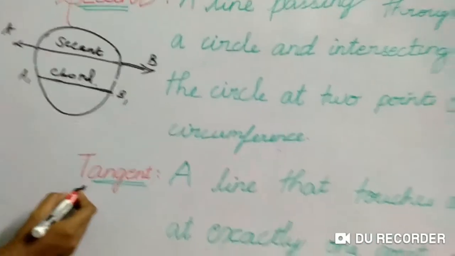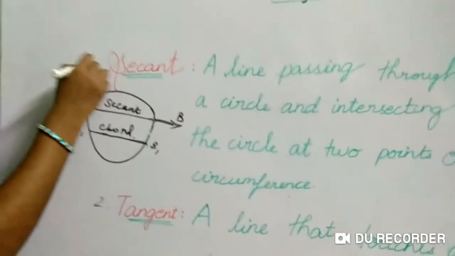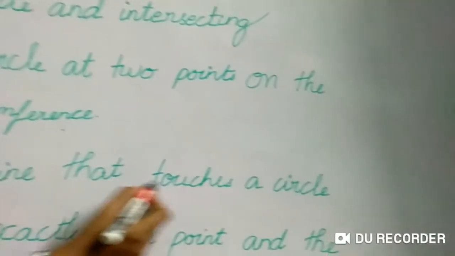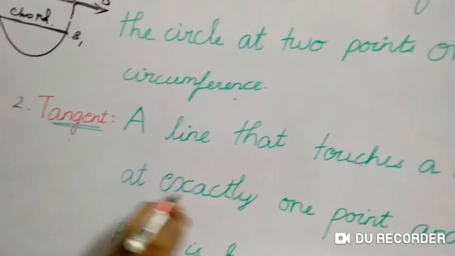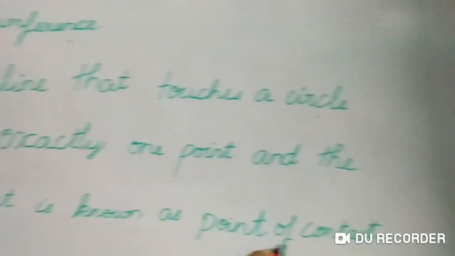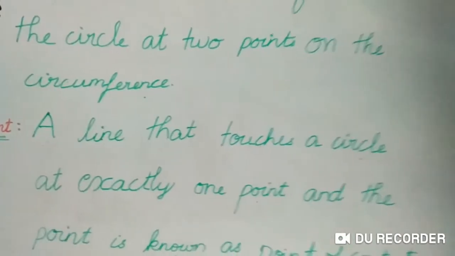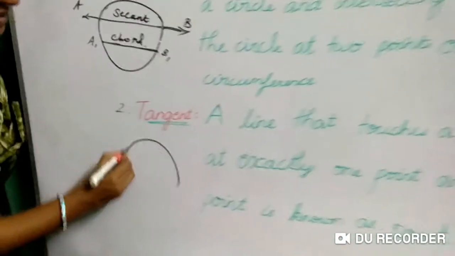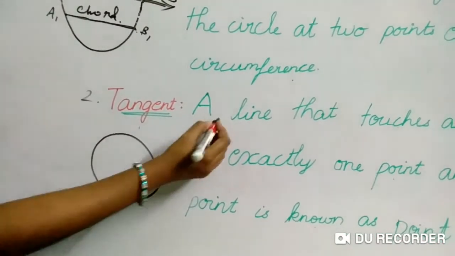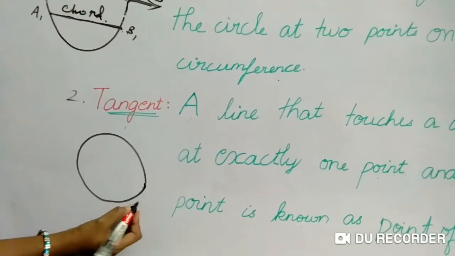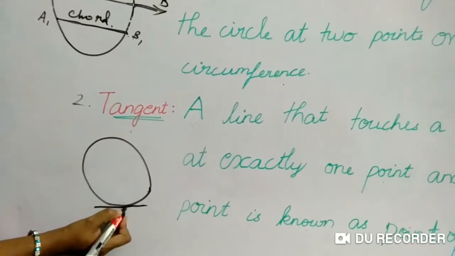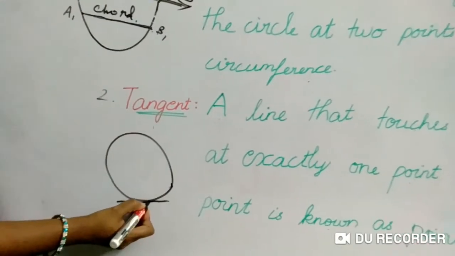Then the second one is tangent. First one is secant, then the next one is tangent. A tangent is a line that touches a circle at exactly one point, and that point is known as the point of contact. This means, consider a circle. We can draw a line, and that line should meet the circumference of the circle at exactly only one point.